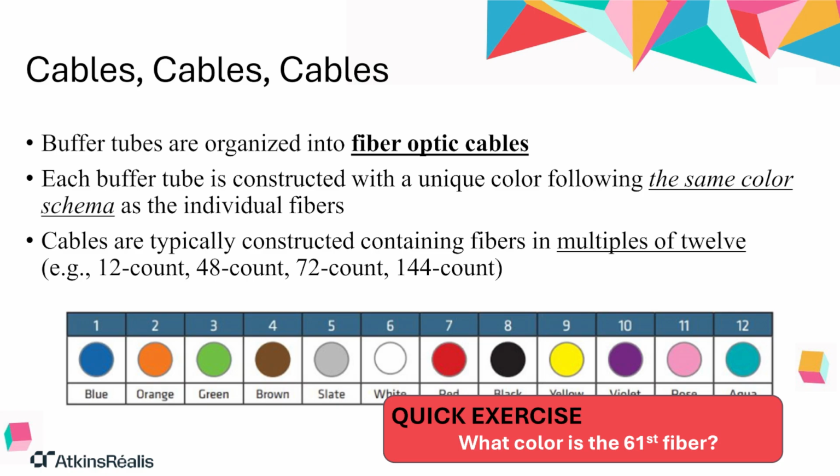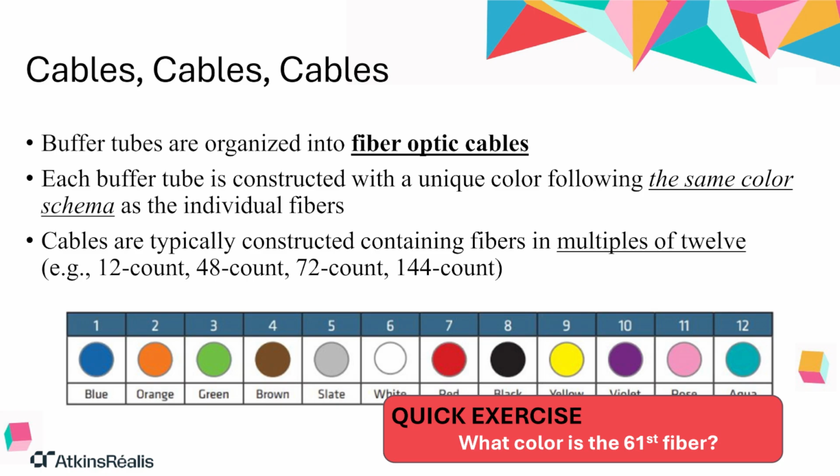tube being aqua. To find the 61st fiber, each tube holds 12. 5 tubes would hold 5 by 12 equals 60 fibers. So the 61st fiber must be the first fiber inside the 6th buffer tube. What's the color of the 6th tube following the sequence? Blue, orange, green, brown, slate, white. So it's in the white tube. And what's the color of the first fiber within any tube? It's always blue. So the 61st fiber is the blue fiber within the white buffer tube. It's a system to pinpoint any single fiber out of potentially hundreds.